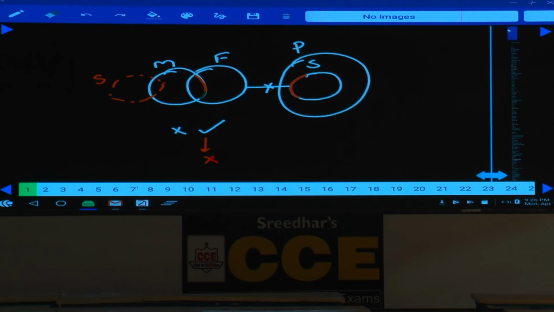If show comes like this, all shows are pictures, so picture will also come along with this one. If picture comes like this, then what happened to the first one? Some pictures are films. Is it true or false? Now also it is false.